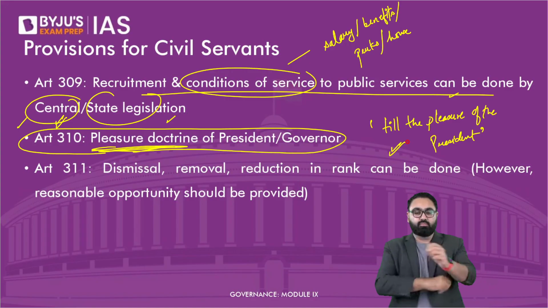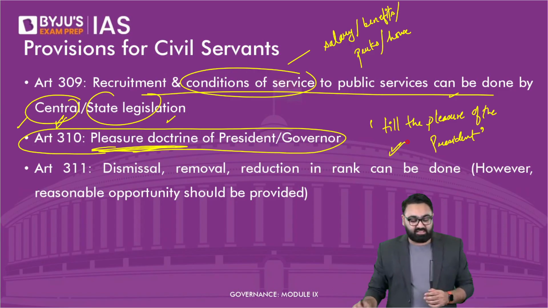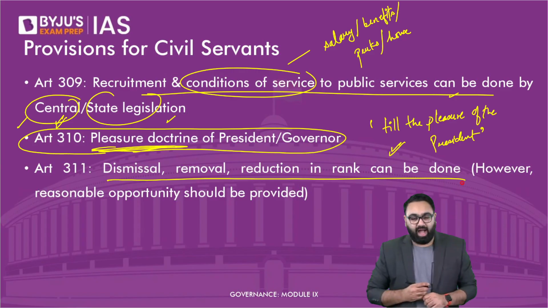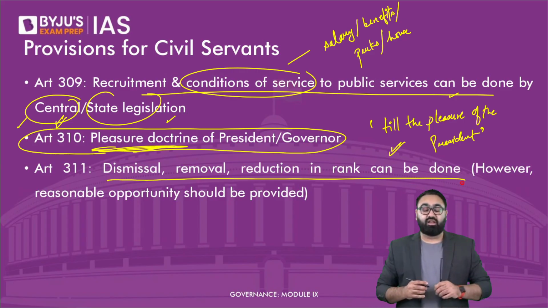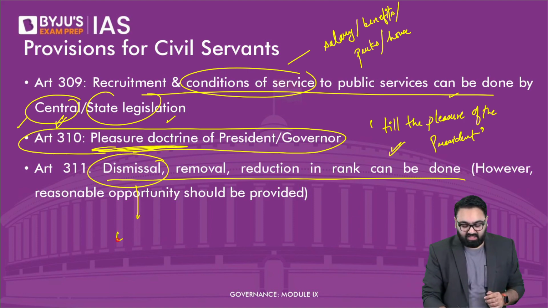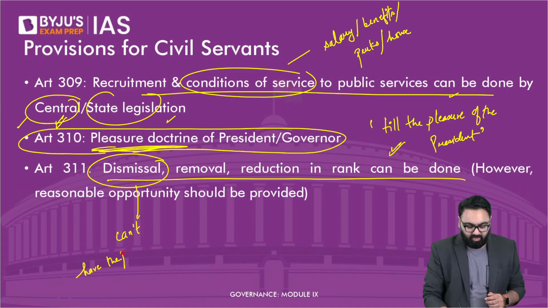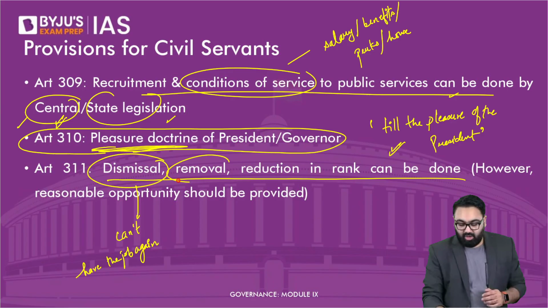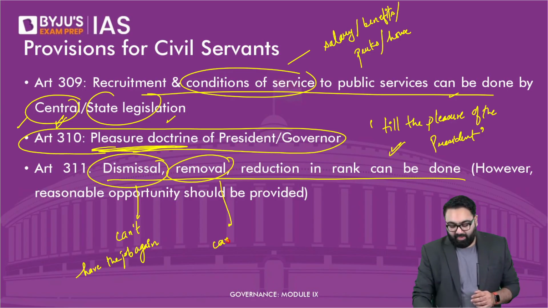Yes, Ashu. Article 311 says dismissal, removal, or reduction in rank can also be done. I had told you earlier also, there's a difference between dismissal and removal. Dismissal means you can't have the same job again. In the future, you cannot apply to the job. You are gone now, not in the service now. Removal, on the other hand, means you can apply to the same job again. So you can come back following the process.